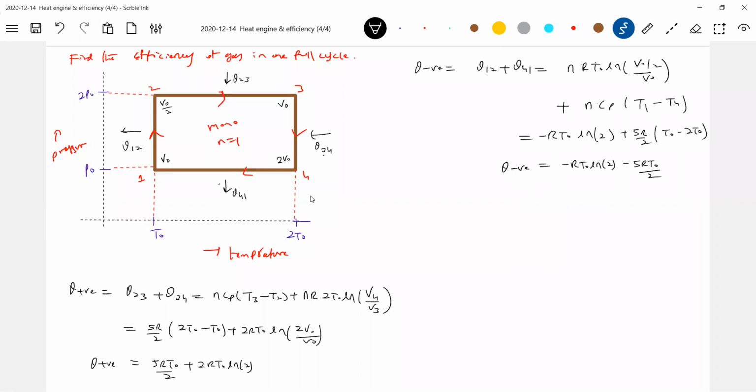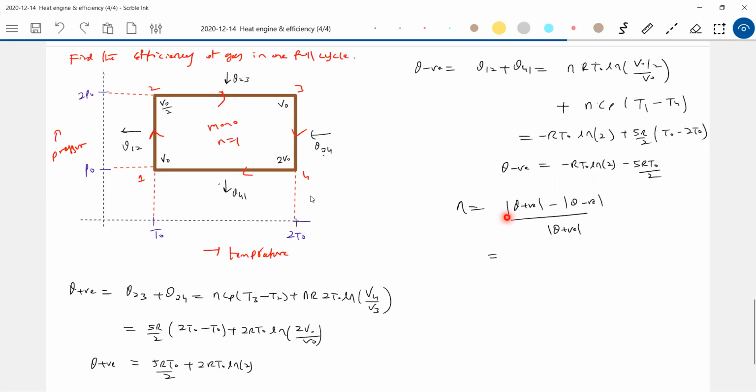Okay, then what is our basic formula for efficiency? Q positive. Now why am I taking that mod? I think you can justify this. If I don't take the mod here, what problem arises? If I don't take the mod, the negative of negative will become positive, and efficiency will become more than 1. Not possible. We don't have any engine whose efficiency is more than 100%.